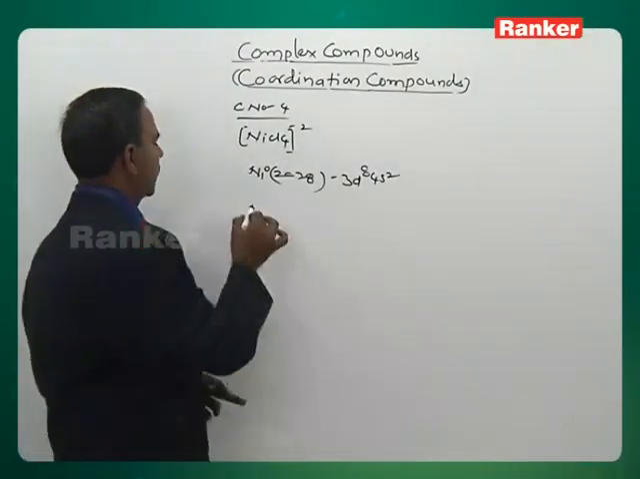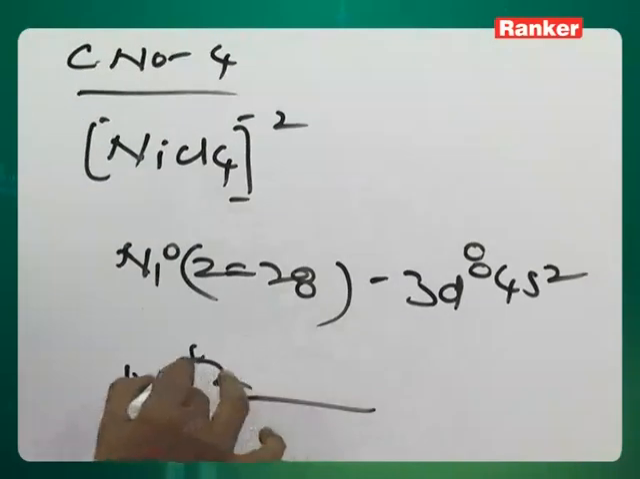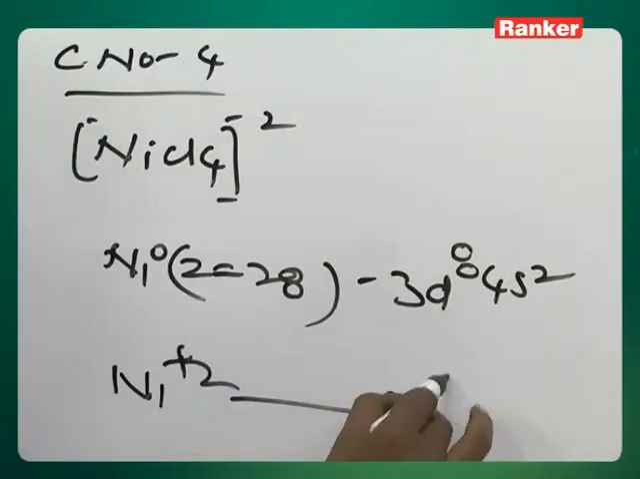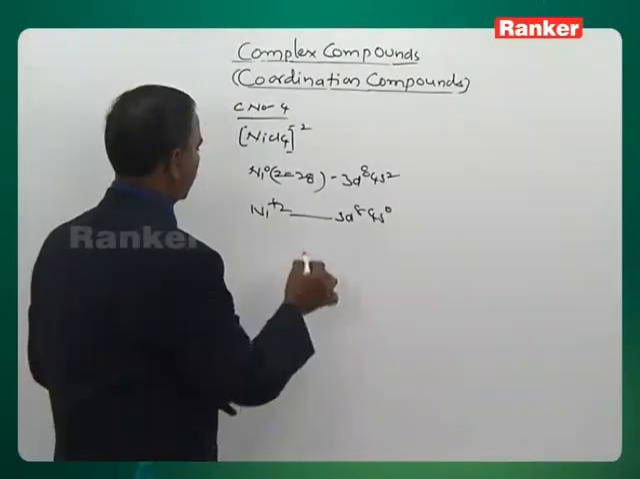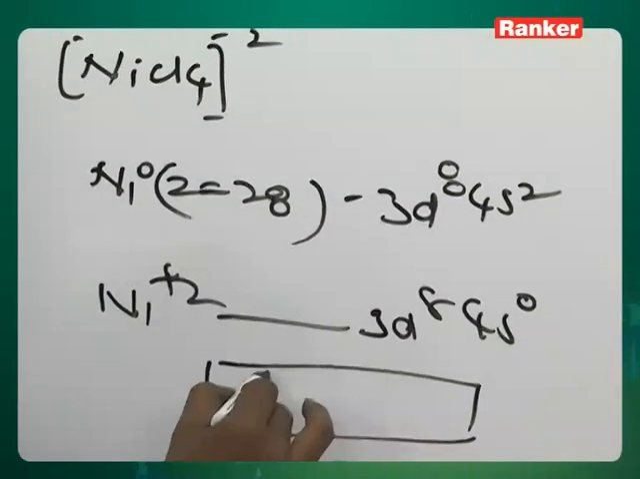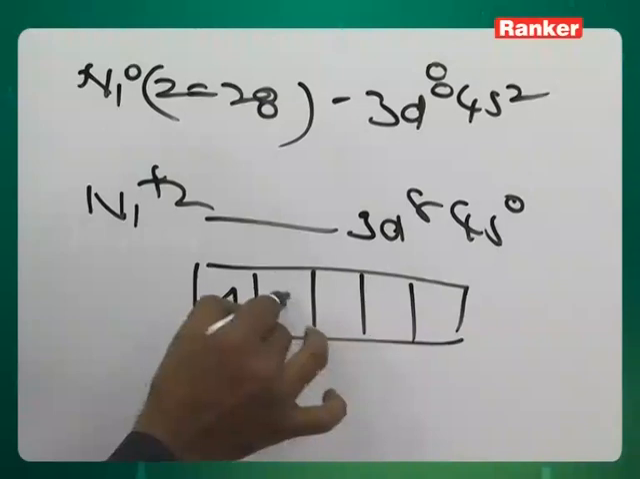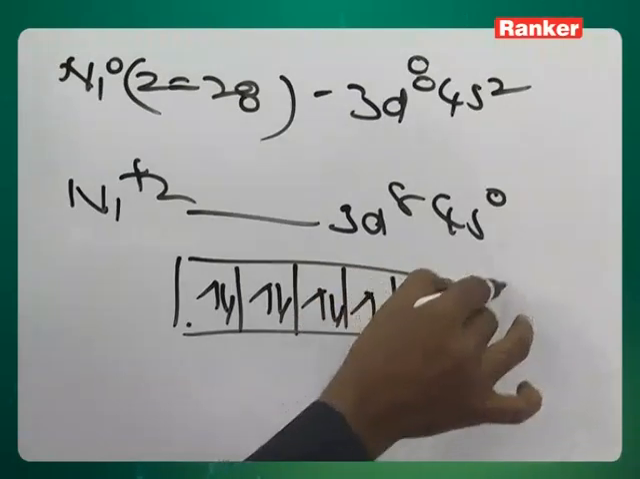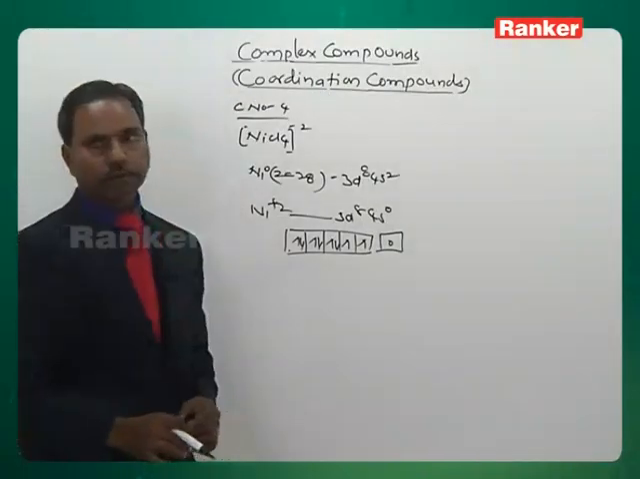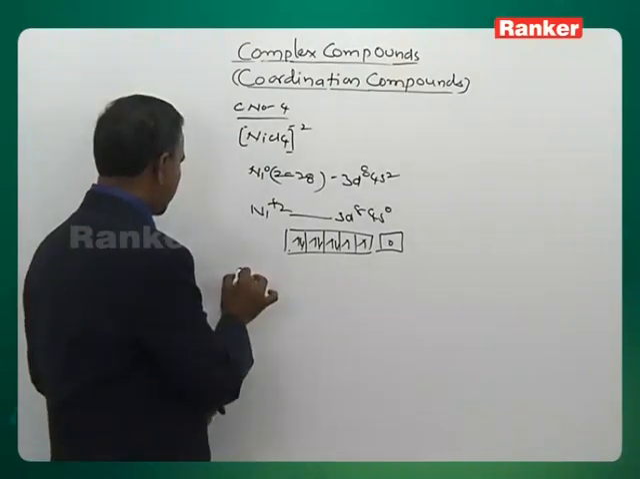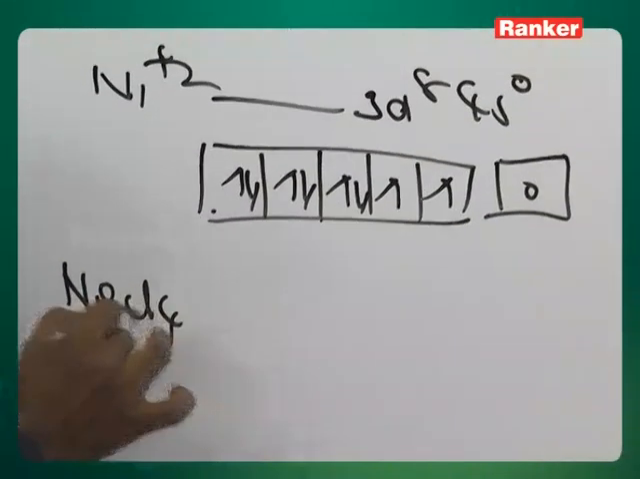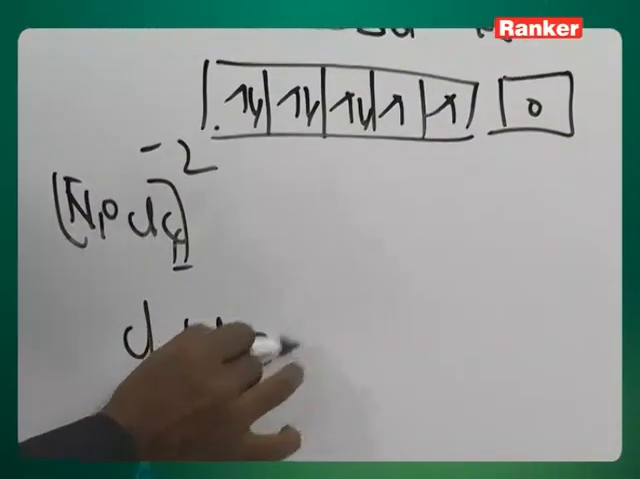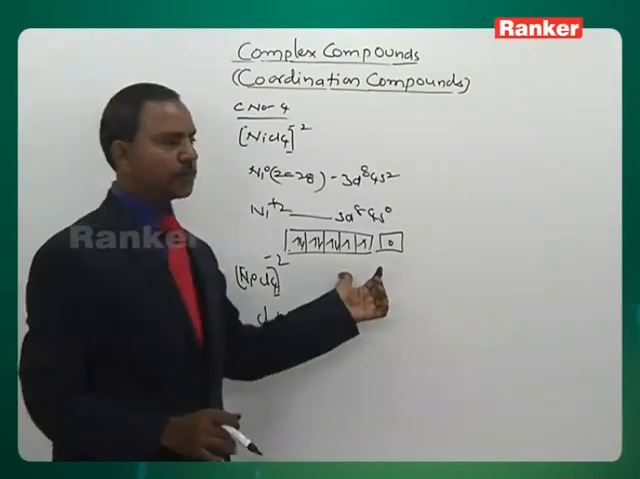What is the oxidation number? See, nickel is in the +2 oxidation state. The remaining configuration is 3d8 4s0. Now, check the arrangement of electrons in the d orbitals: 1, 2, 3, 4, 5, 6, 7, 8. This is the arrangement of electrons. Next, let me write the complex nickel tetrachloride, [NiCl4]2-. Cl is a weak field ligand. What happens by a weak field ligand?